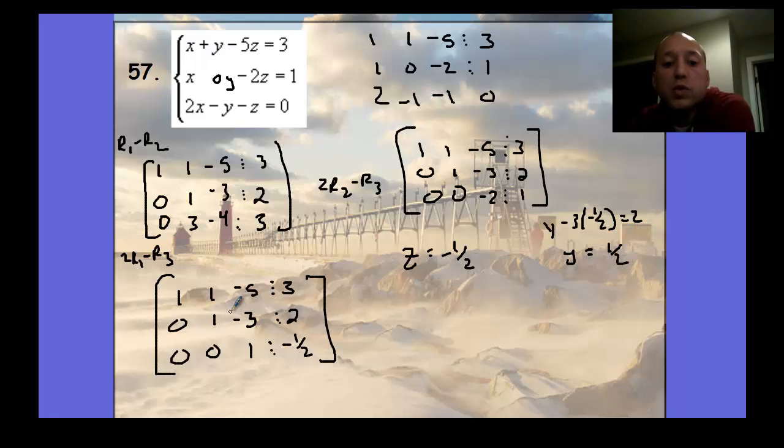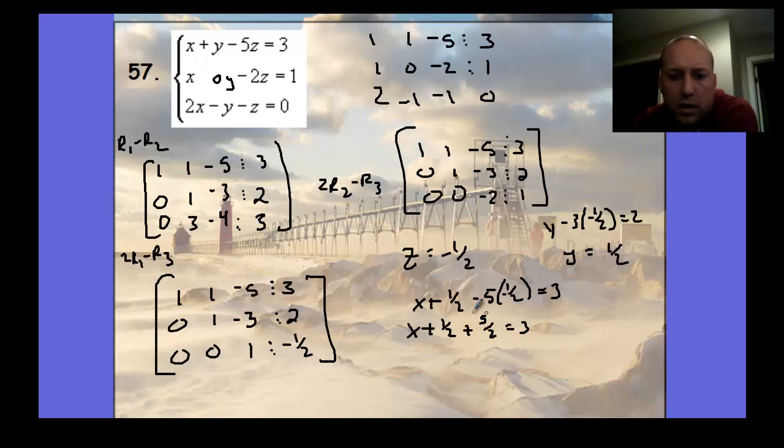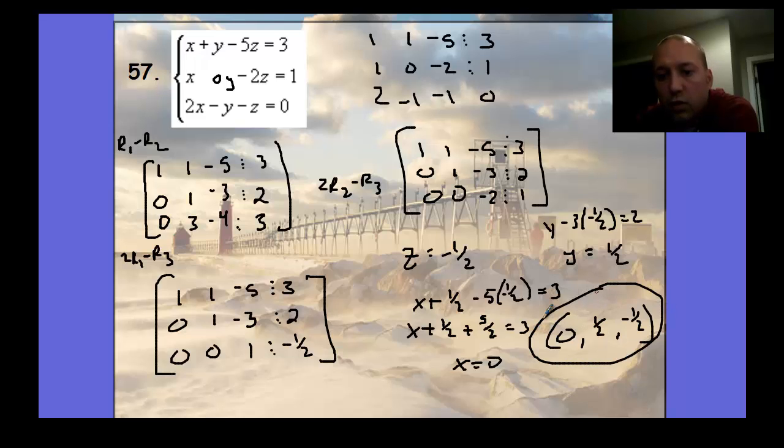And then I'm going to plug both of those in for my y and z in my first equation. So x plus my y minus 5 times my z equals 3. So this is plus 1/2 plus, because a minus 5 and a negative 1/2 is a positive multiply there. So then we get 5/2. So that's really 6/2 or 3, so I'm subtracting 3 to both sides, so x is 0. So our solution is 0, 1/2, negative 1/2. And that'd be the final ordered triple.